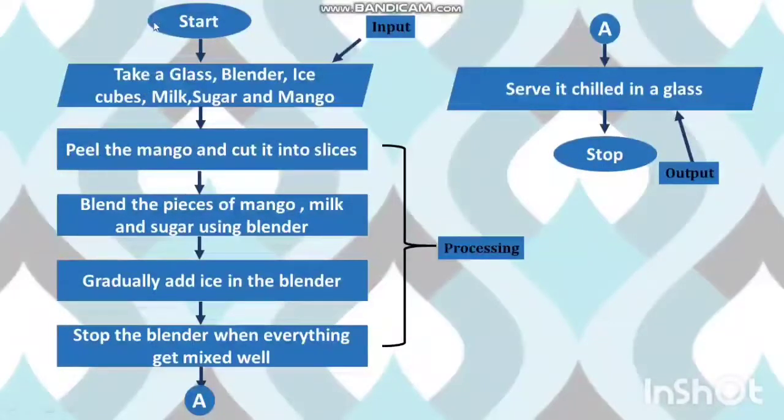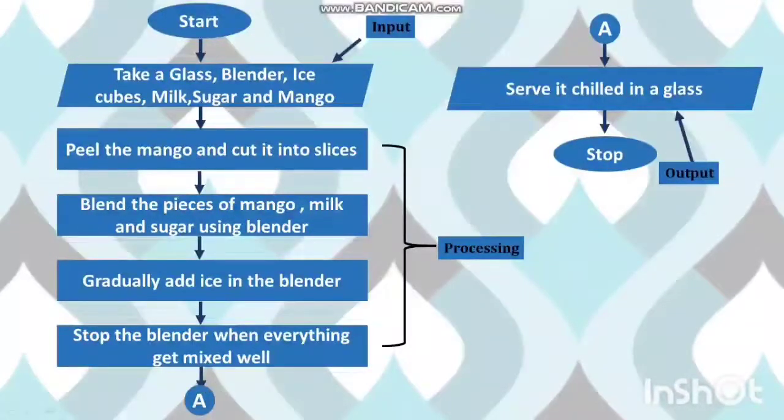So you understood, right? Start, again we use an oval shape, for input and output we use the parallelogram shape, and here we are using the rectangle shape to represent the process.